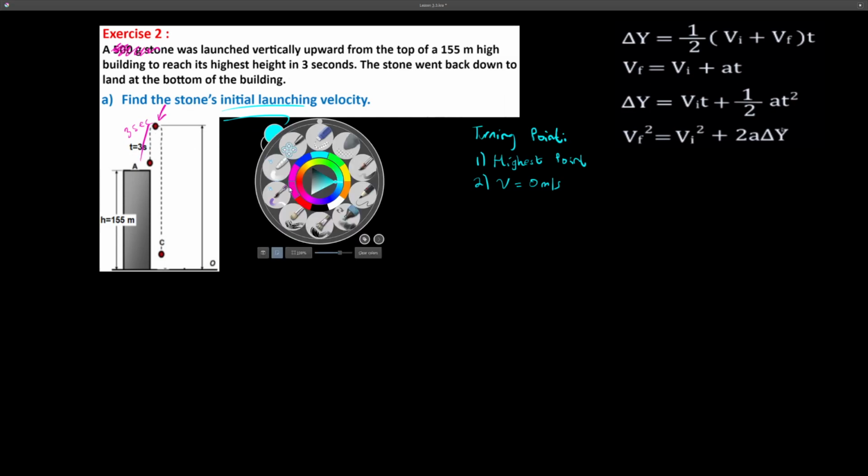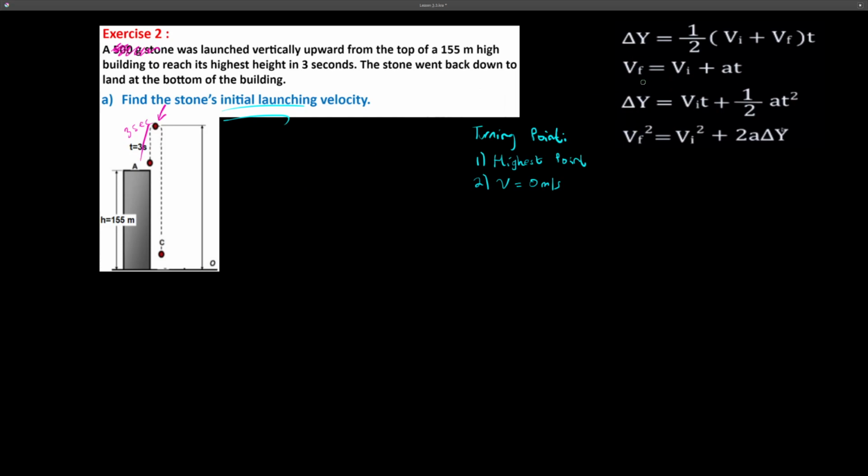What we can do is use the formula which relates the initial velocity with the final velocity. So what do we have given? We have v final, which is 0 meters per second, because it's the turning point. We have the time, which is 3 seconds. And then we have the acceleration, which is gravity, so 9.8 meters per second squared. And this is enough to solve this question.